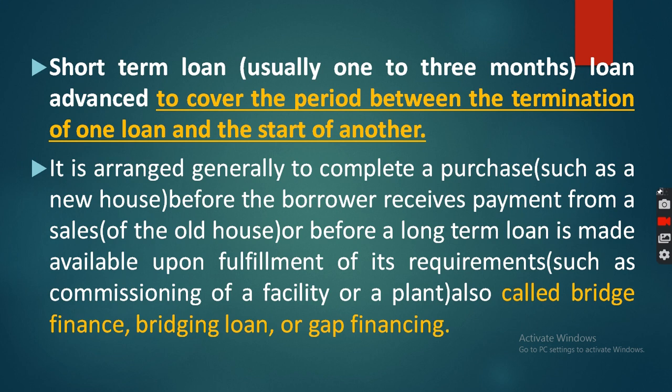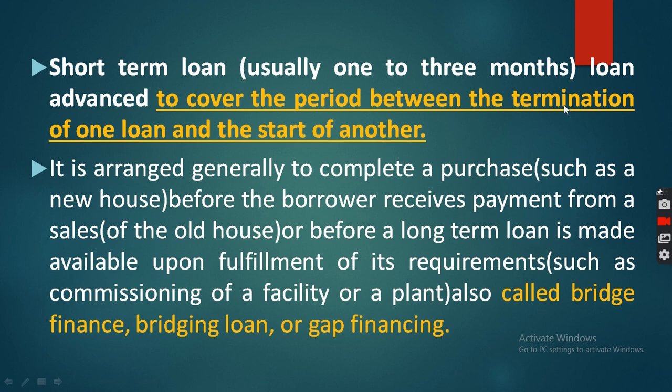Clear, between which two things will the gap be? When one loan is ending and another loan is about to start. Now it is not the case that one loan ends today and another starts tomorrow. There is always a time gap like 10 days, 15 days. So for that time period you have to take a short term loan. Usually a 1 to 3 month loan, advanced to cover the period between.